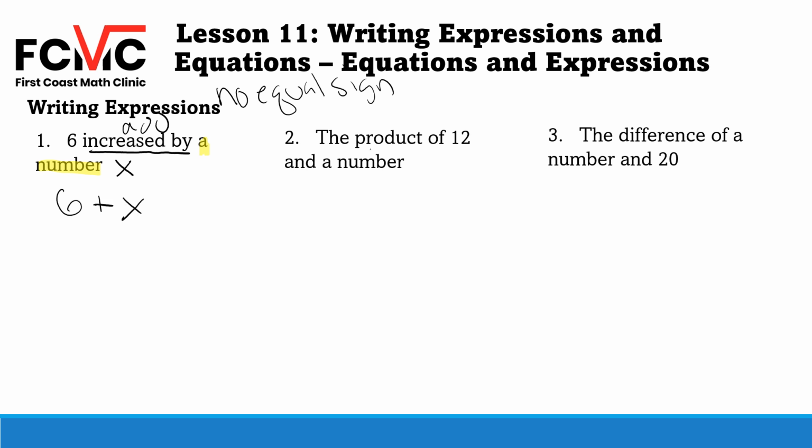Number 2, the product of 12 and a number. A number is going to be x, and product is multiplication, so we could have 12 times x. Number 3, the difference of a number and 20. Difference is subtraction, and a number is our variable x. With subtraction, order matters, so we want to go in order here: the difference of a number x and 20. So I want x minus 20 here.